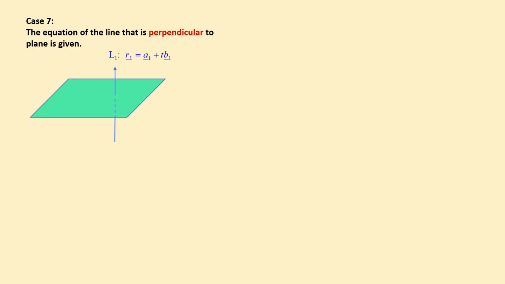Now, case number 7. It is given the equation of a line that is perpendicular to the plane. So you have an equation like this, and you know it is perpendicular to the plane. What is the normal? You can straight away use the direction vector here, b1, and assume it as the normal to the plane.